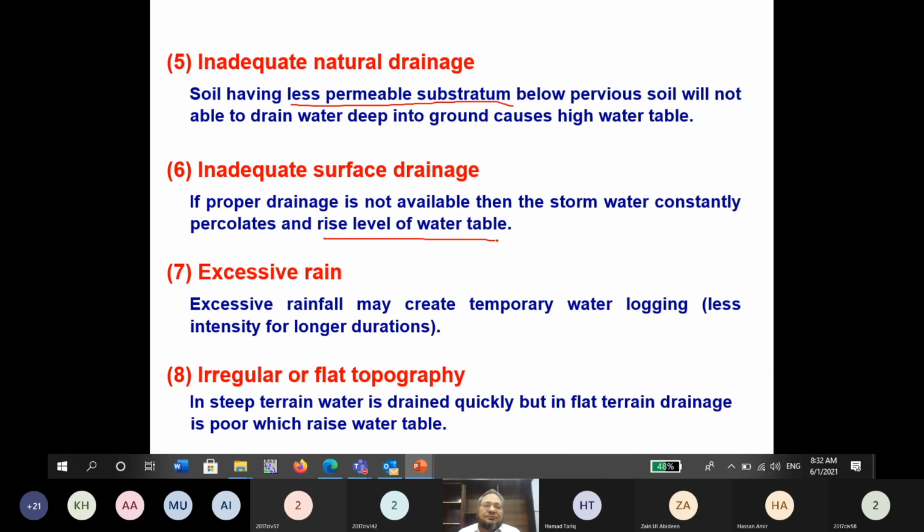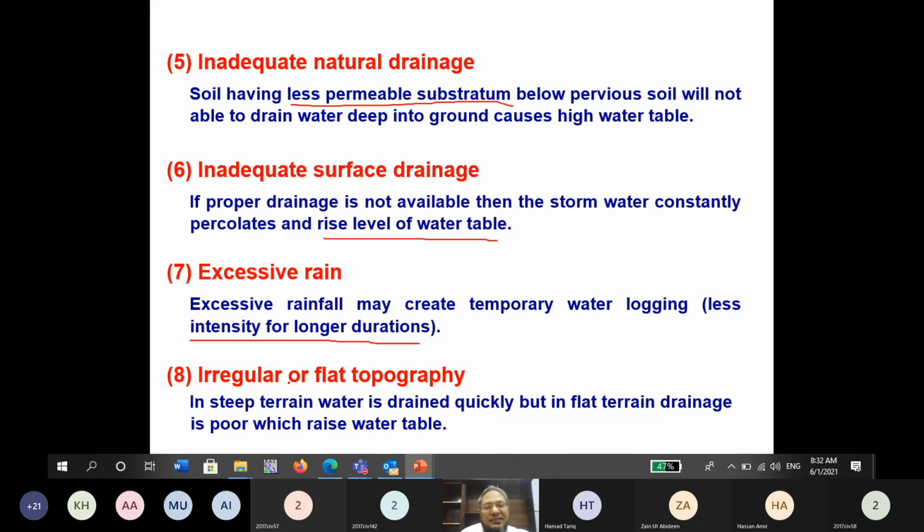Excessive rain. You know that whenever there is excessive rain, it causes the ponding of water on the surface. I mean, the surface runoff is generated, and then the water infiltrates into the ground. Particularly when there are low intensity rainfalls for longer durations, the water doesn't cause flooding, but the whole rainwater infiltrates into the ground, and that raises the water table, and that rise of water table is called waterlogging.